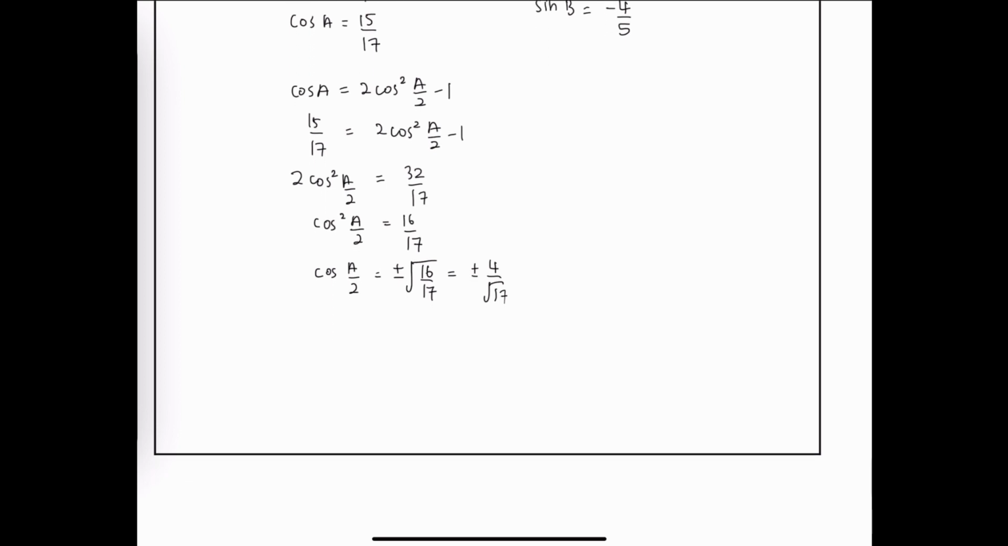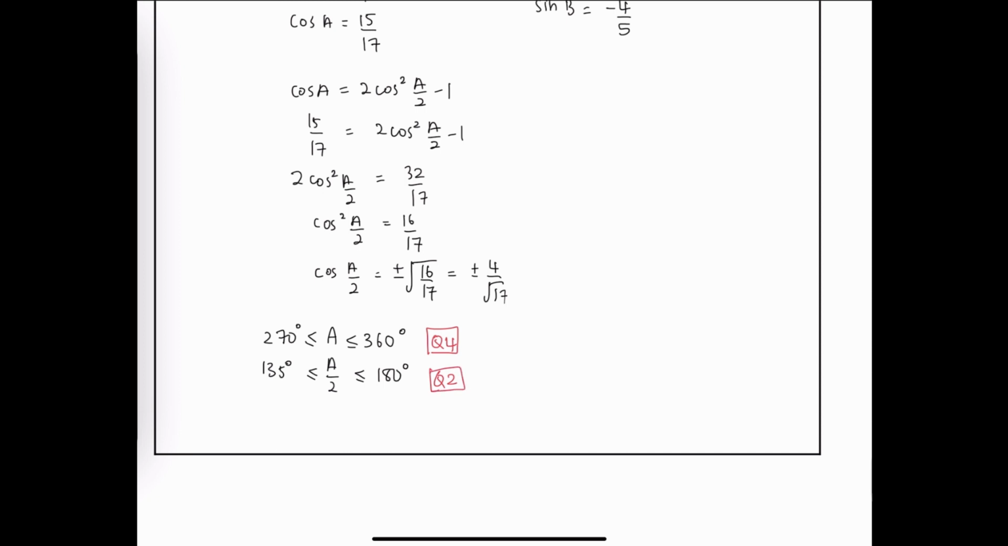Okay, let's think now. You have two different values for cos A over 2. We start off with our A from 270 to 360, which is in the fourth quadrant. Now the angle has become A over 2, so we halve it to 135 to 180, which is in quadrant 2.